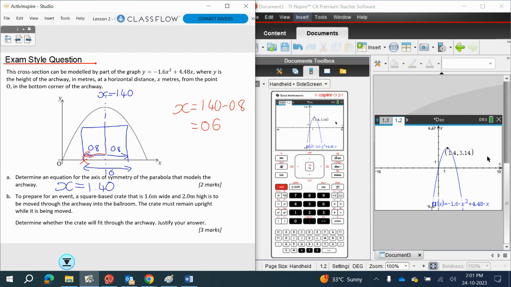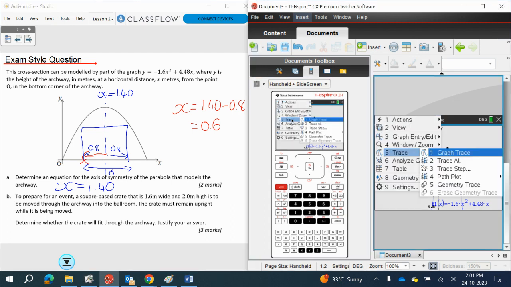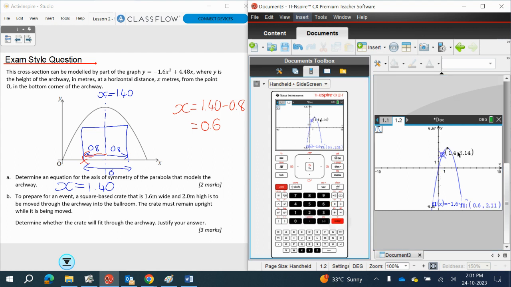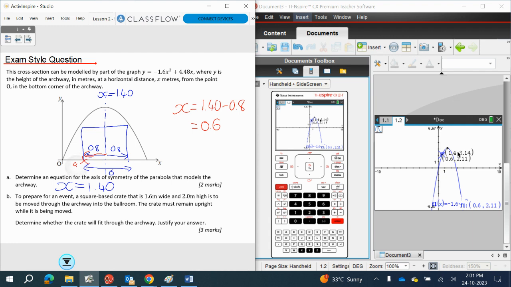We can do it on the graph here. So we can say menu, trace the graph, and then we want to just type in 0.6. Notice the x equals appears. We press enter twice, and we get the coordinate that here at this point, when x equals 0.6, the graph has a height of how much? 2.11. Is that higher than the crate? What does that mean?